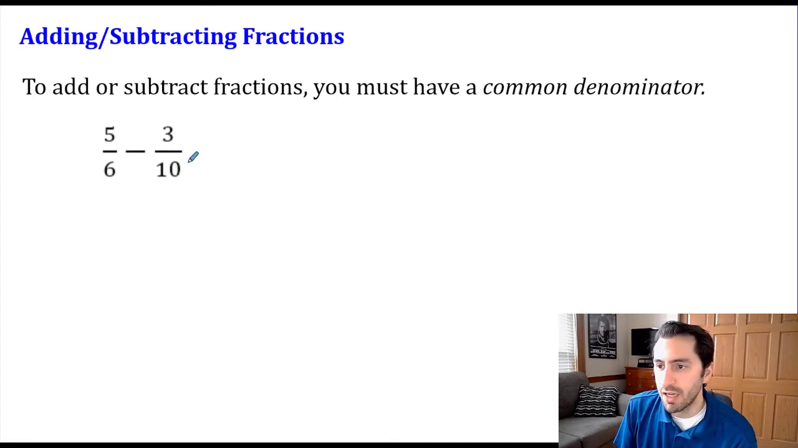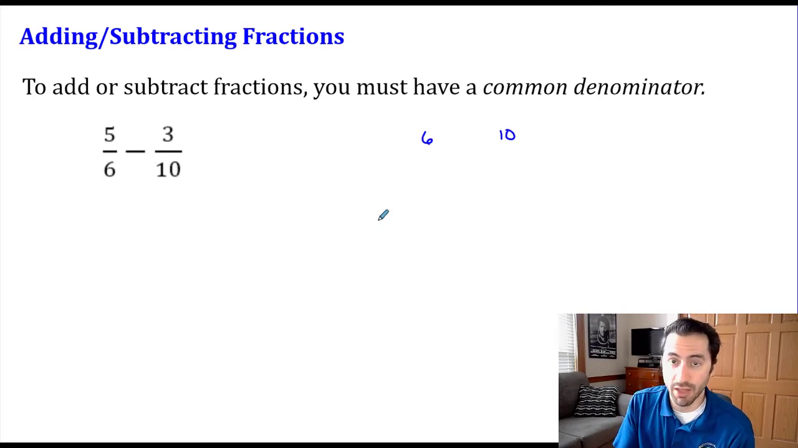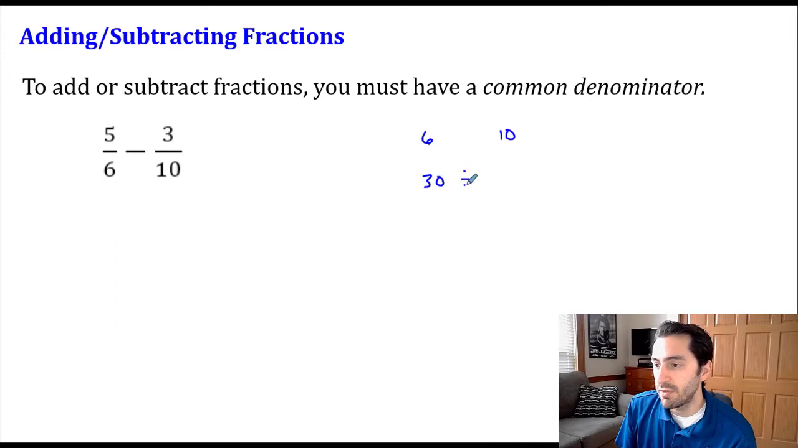Just as a side note over here, what I'm looking for is a number that can be divided by 6 and can be divided by 10. A really easy way to find a number is to just multiply the two together. So 60 would be an option. But if possible, we want to use what we call the least common denominator. So the smallest number that both of these can be divided by, which in this case is going to be 30. So 30, I can divide that by 6, and I end up with 5. And 30, I can also divide that by 10, and I end up with 3.